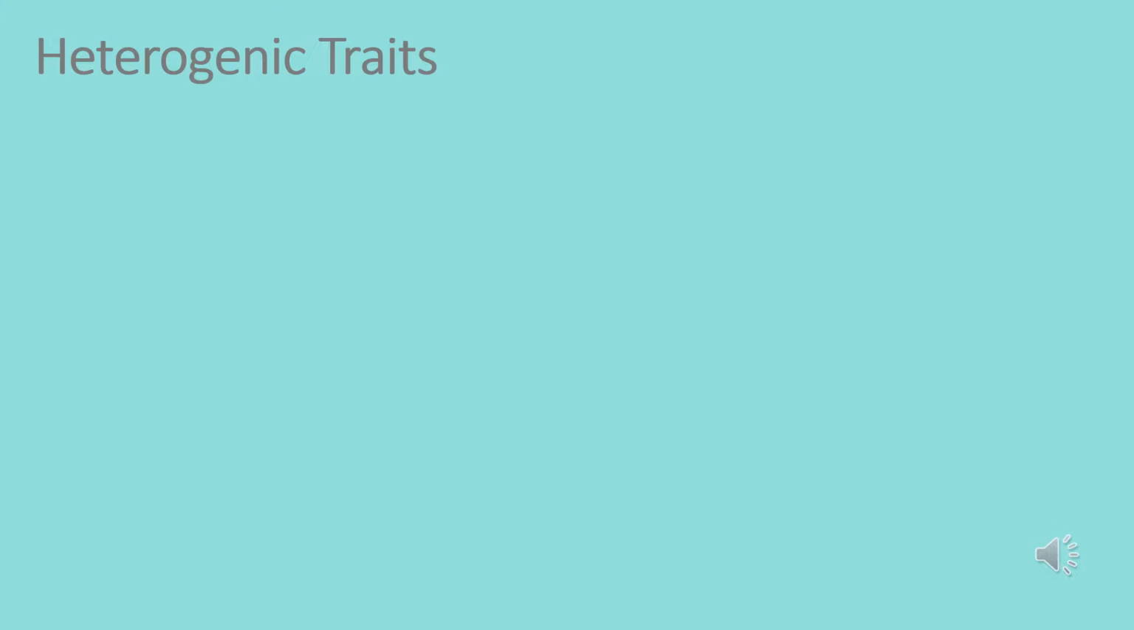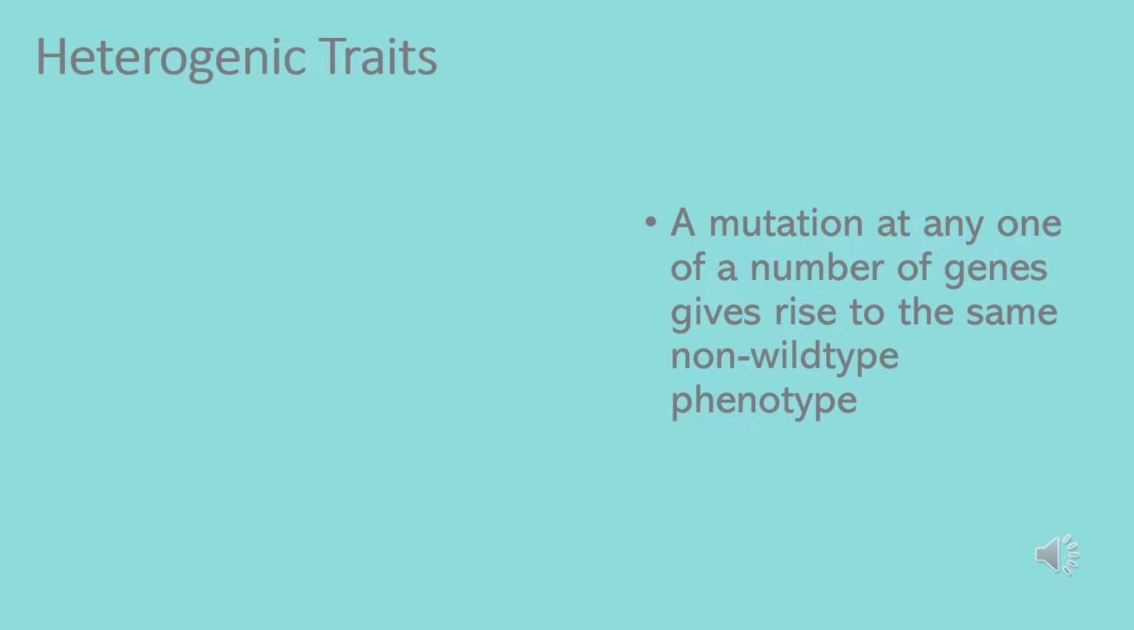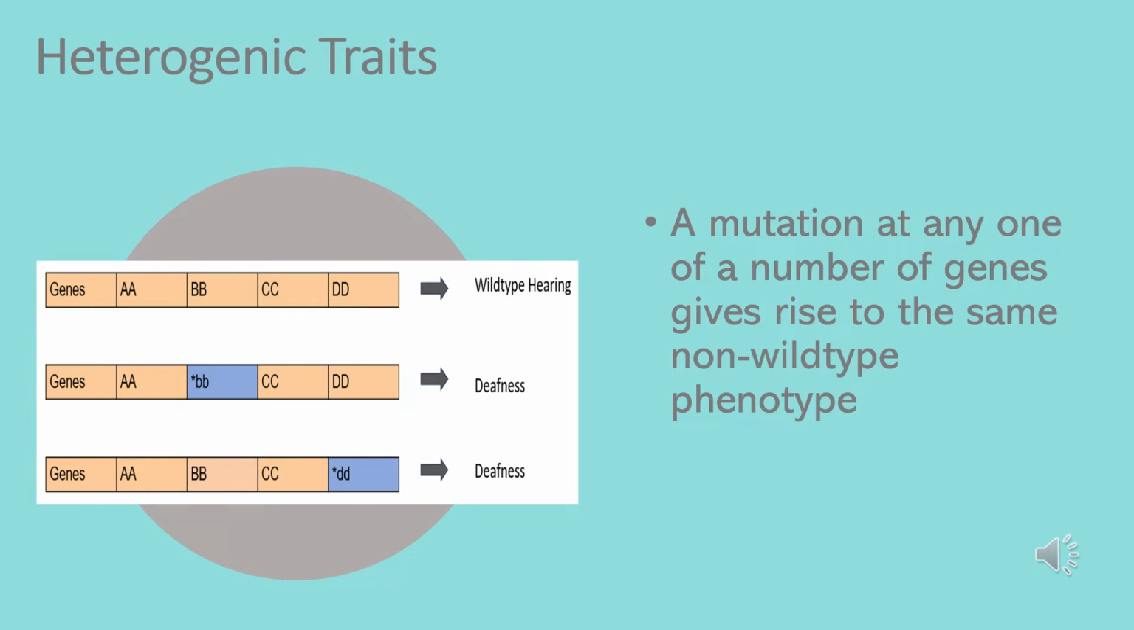In heterogenic traits, a mutation at any one of a number of genes gives rise to the same non-wild type phenotype. An example of this trait is deafness. Deafness can be caused by the inheritance of recessive alleles in any one of over 50 different genes needed for wild type hearing. We see a scaled down example of this on the slide.